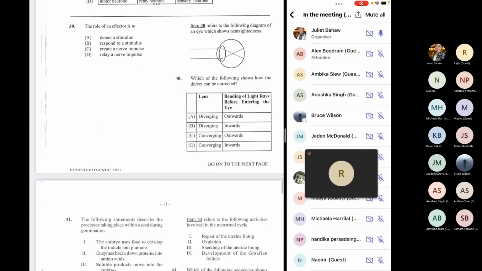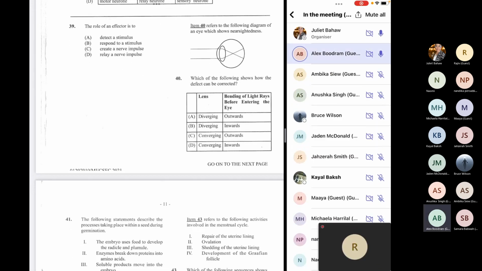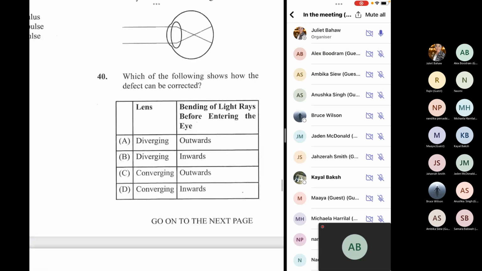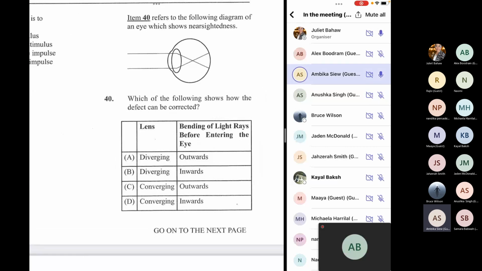All right, back on top. The role of an effector is to respond to a stimulus, B. Very good. Respond to stimulus. 40. Which of the following shows how the defects can be corrected? C.